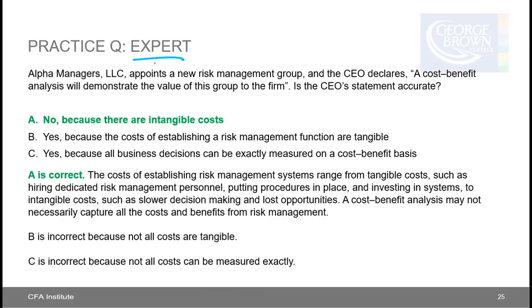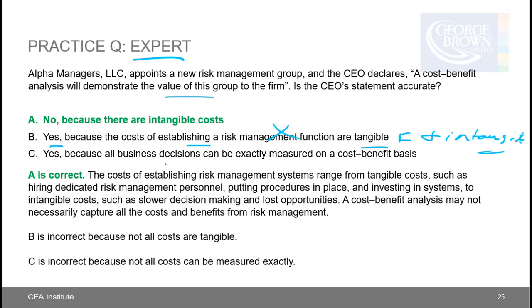Actually, I don't think that question's so difficult. The CEO declares a cost-benefit analysis will demonstrate the value of this group to the firm, and that statement is inaccurate. B says yes, because the costs of establishing a risk management function are tangible. No, that's wrong. That's false, because we know there are tangible and intangible costs. The intangible costs are slower decision making or some type of opportunity cost.